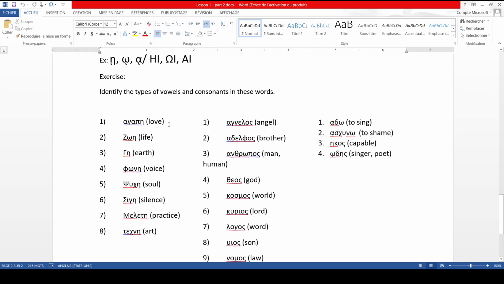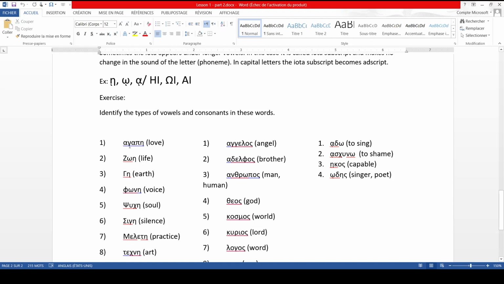We have agape, that means love. So let's try to identify some letters. Which letter is this?